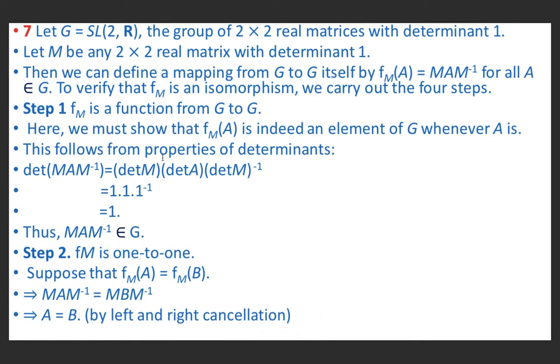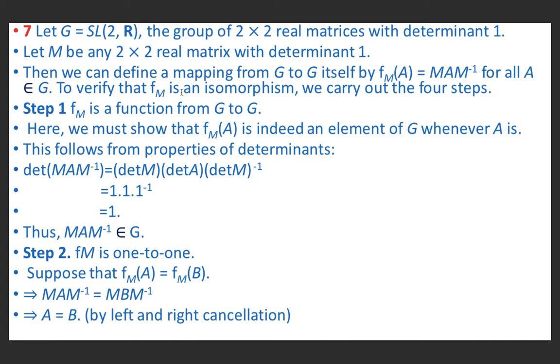Now, if we consider the set G equal to SL2(R), the group of 2 by 2 real matrices with determinant equal to 1. We have considered the set of those 2 by 2 real matrices whose determinant is equal to 1. Let M be any 2 by 2 real matrix with determinant 1. Then we can define a mapping from G to G itself by F_M(A) equal to M A M inverse for all A belonging to G. All A belonging to G means A is also a 2 by 2 matrix of determinant 1.